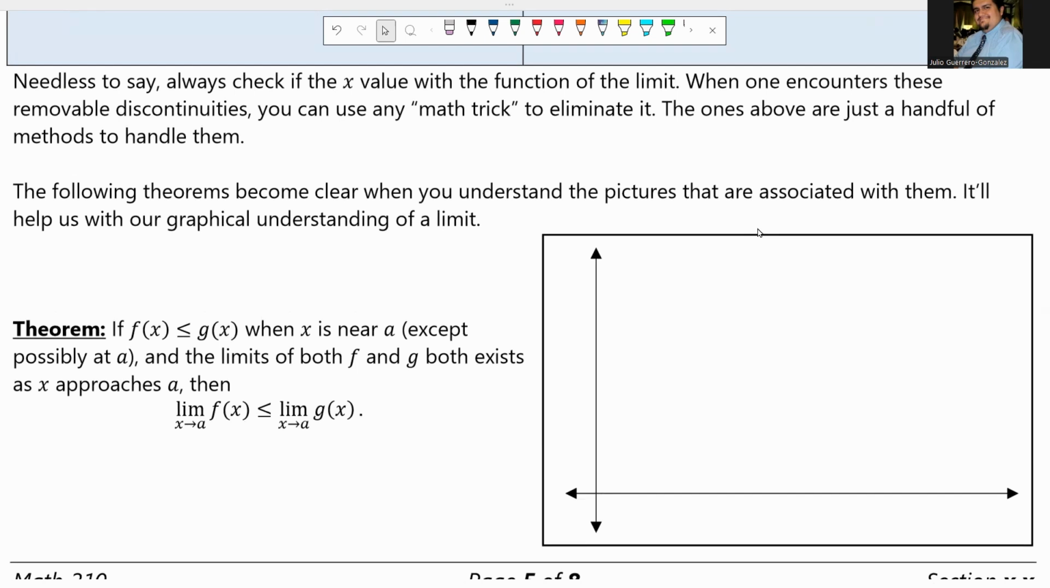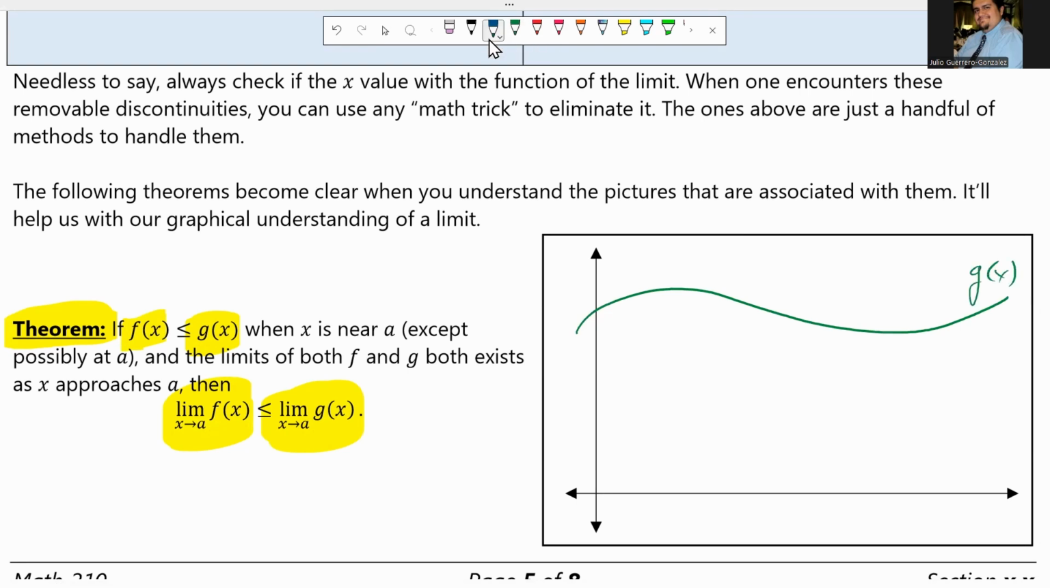Next up is a couple of theorems about limits. The first one looks complicated to read out, but the picture makes much more sense. Suppose that your f of x is smaller than your g of x. Then the limits should maintain the order. So suppose this right here is g of x, and suppose this is f of x, and we want to approach this value right here.